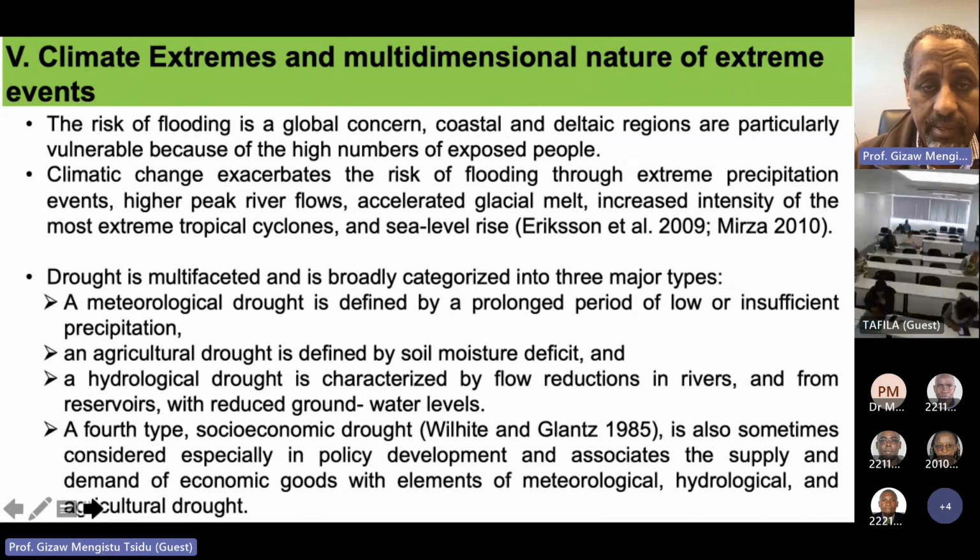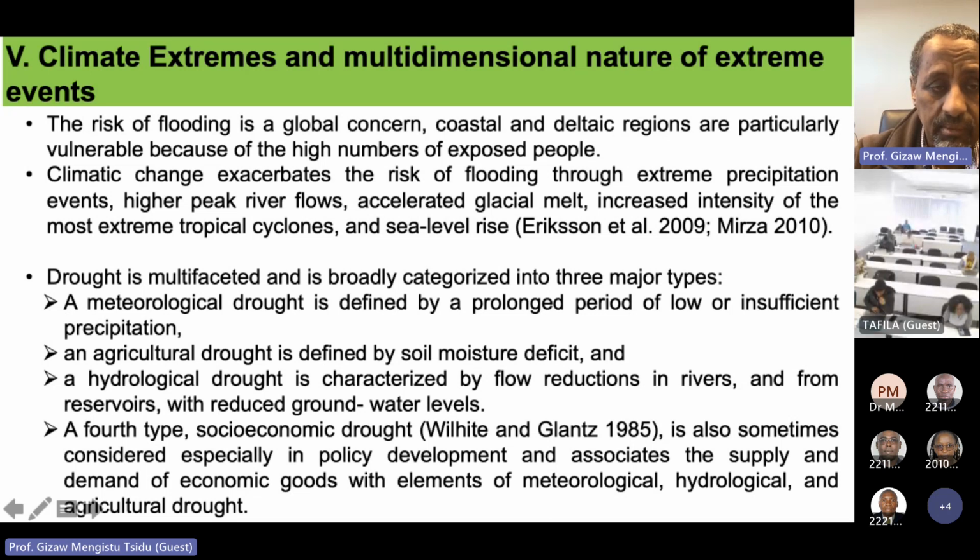The risk of flooding is a global concern, particularly due to climate change. Coastal and delta regions are particularly vulnerable. We have a delta here between Namibia and Botswana. Flooding through extreme precipitation is a concern nowadays.